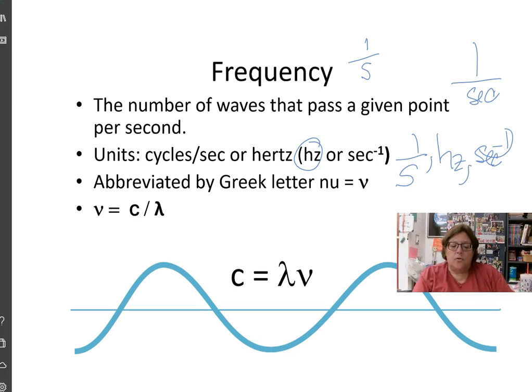It's abbreviated by the Greek letter nu, which is this funky v. So frequency is equal to the speed of light divided by wavelength, and wavelength is equal to the speed of light divided by frequency.